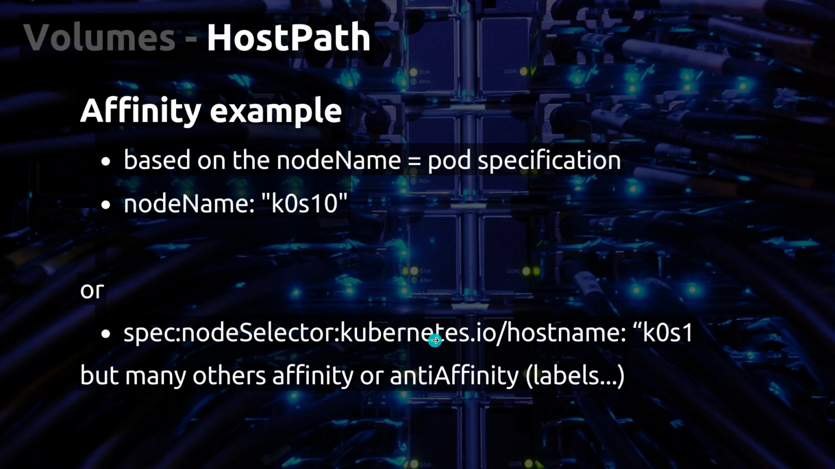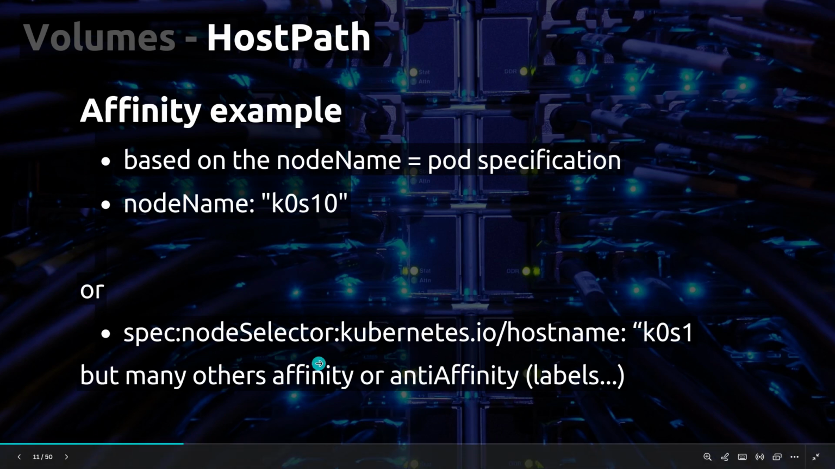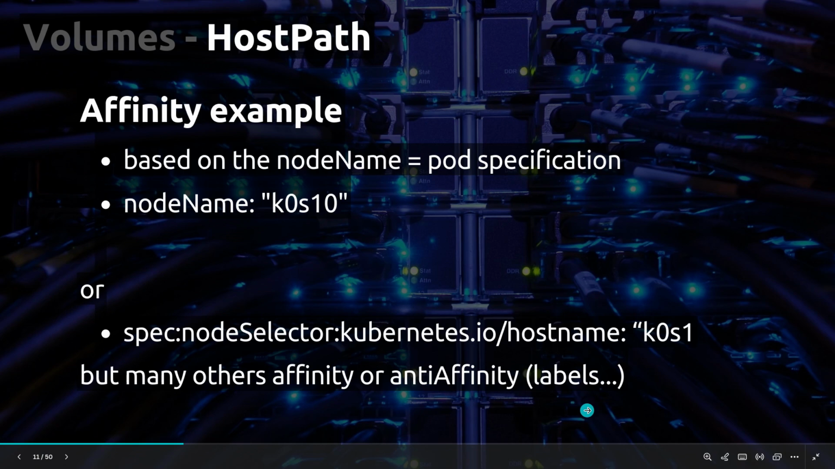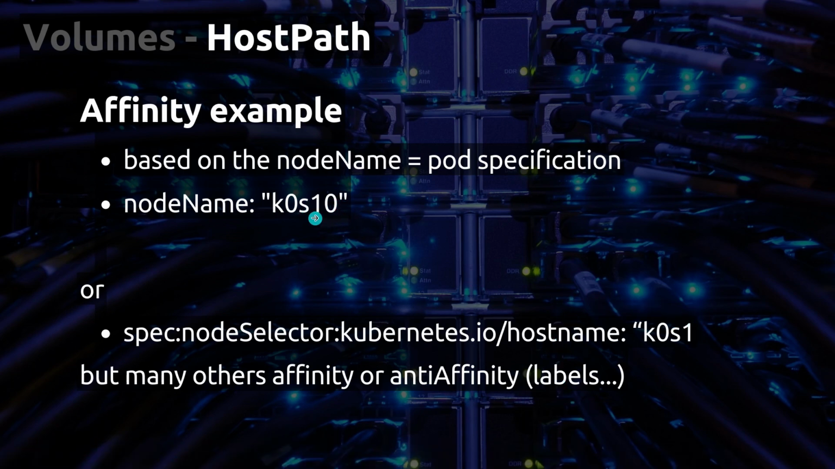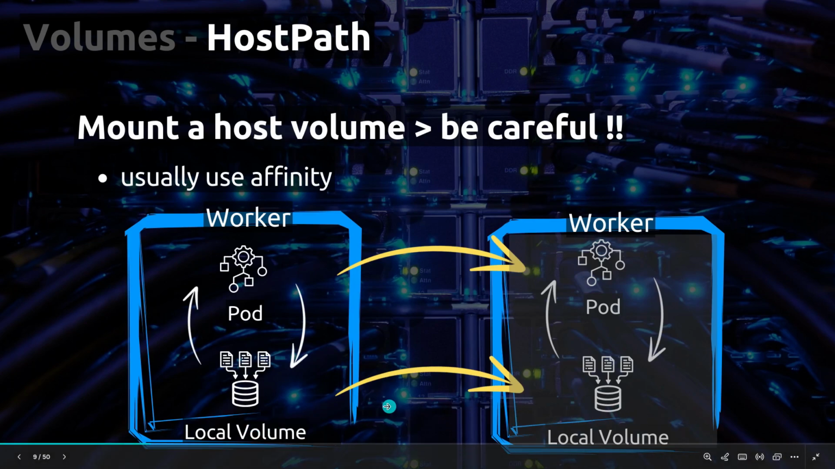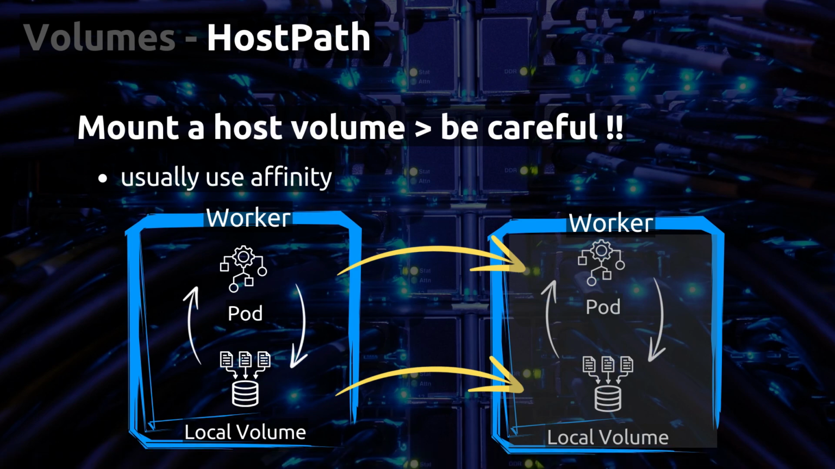The second example of a workaround is to use the node selector. This is exactly the same thing. You set the host name, and you can use the affinity like labels, just to say we want to be sure that this pod is mounted on K0S10. This is the particularity about the Hostpath, which is a local volume.